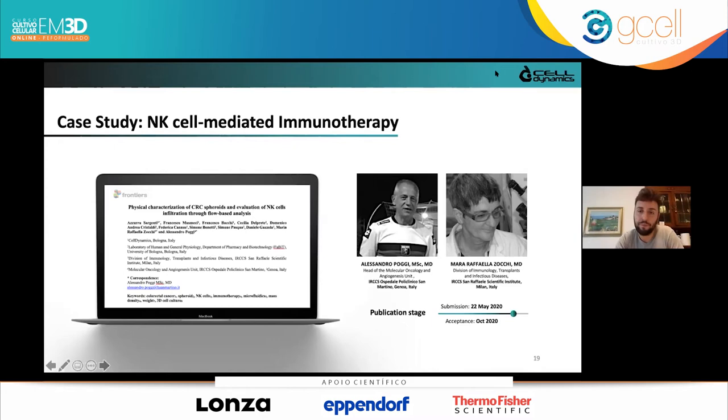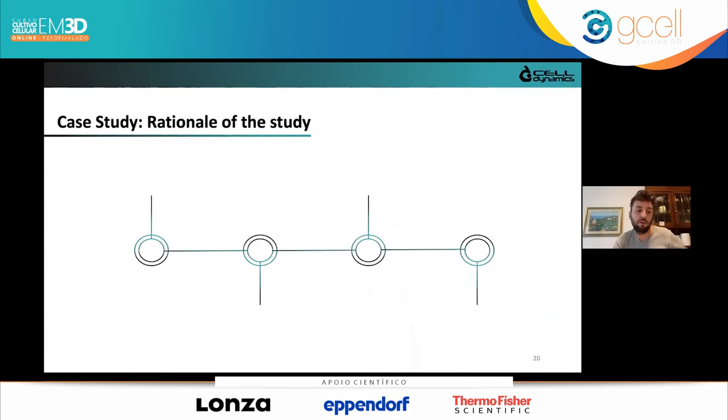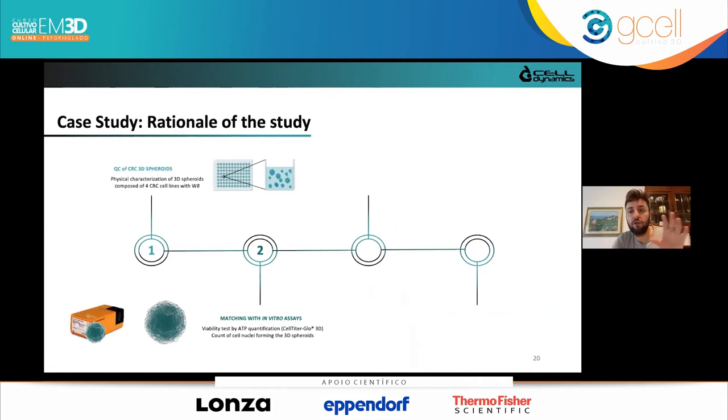This is the rationale of the study. First of all, we have executed the physical characterization of 3D spheroids composed of four different cell lines of colorectal cancer with the weight cytometer. We have analyzed in the beginning what are the differences among the four different cell lines generating the spheroid. After that, we have tried to match the results coming from weight with two well-known in vitro assays for the analysis of spheroids: CellTiter-Glo from Promega, which is a measurement of the ATP content in the spheroid, and the count of cell nuclei in 1 square millimeter area with confocal imaging. So it's a technique to measure the number of cells that are composing your 3D spheroid. It's an indirect method to evaluate the viability and the proliferation of your cells within the spheroid.